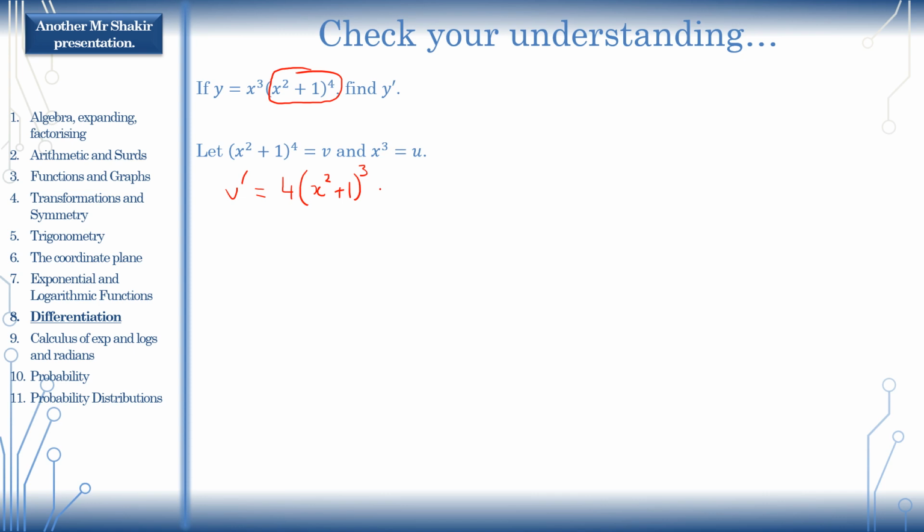And then I will multiply by the derivative of the inside, which happens to be 2x. So multiplied by 2x. And that's 4 times 2 is 8x, x squared plus 1 all cubed. So I put the 2x multiplied by the 4 to give me 8x, and that's v prime. And of course, u prime will be 3x squared. And now I'm set to use my product rule, u dash v plus v dash u.